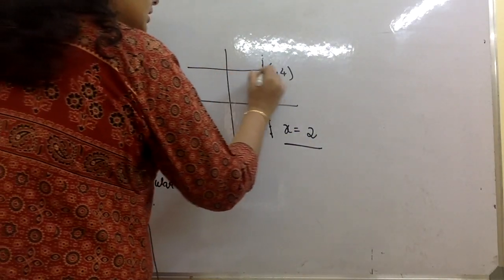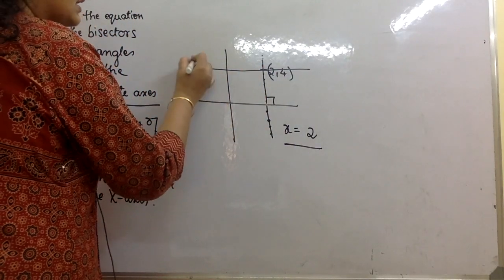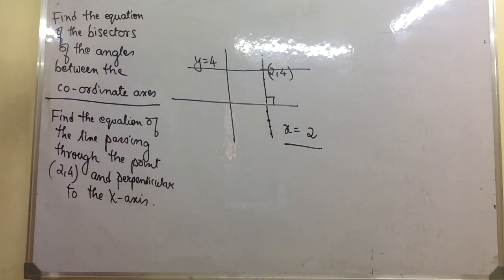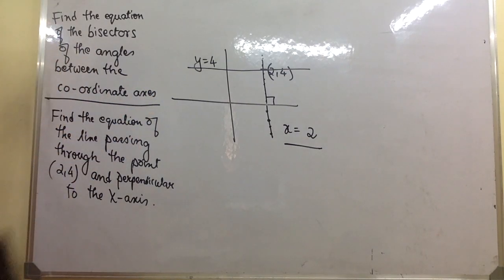If a line passes through this point, then the equation of this line is y is equal to 4. That is not a part of the question, I just told you because it is for knowledge, okay. So this is the equation of this line.